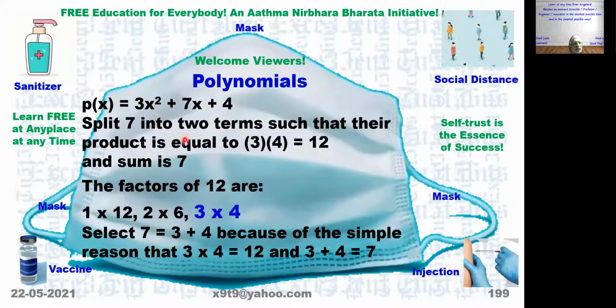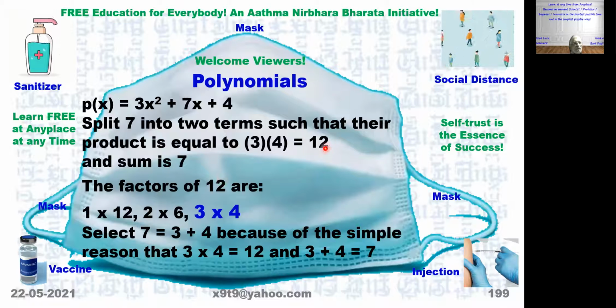So let us take another example where P(x) is equal to 3x square plus 7x plus 4. Now split this 7 into two terms such that the product is equal to the coefficient of x square and the constant term. Product is equal to 12 and sum is equal to 7.